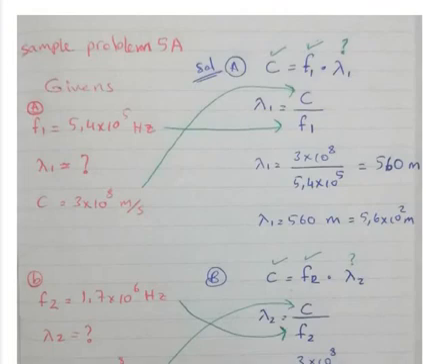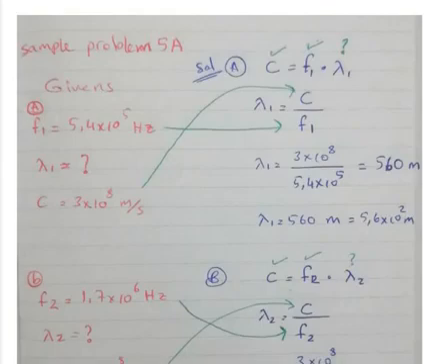Now let's get to sample problem 5a at page 112 in your book. The question says the AM radio band extends from 5.4 times 10 to the power 5 Hertz to 1.7 times 10 to the power 6 Hertz. So the givens here are two parts. First, F1 is given, the first frequency, 5.4 times 10 to the power 5 Hertz, and it asks what are the longest and the shortest wavelength in this frequency range.